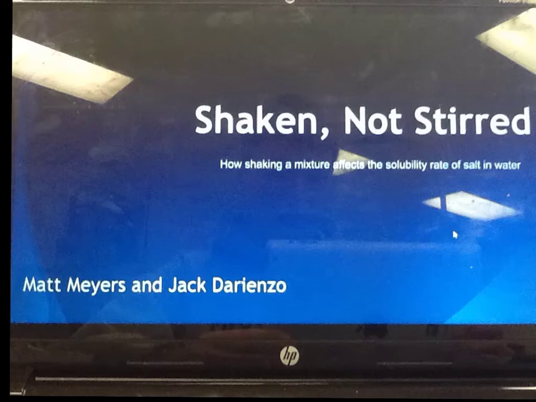This is Shaken Not Stirred, How Shaking a Mixture Affects the Solubility Rate of Salt in Water by Matt and Jack.